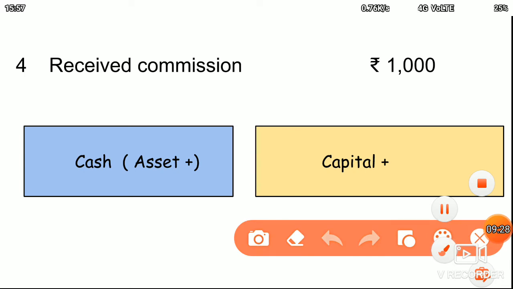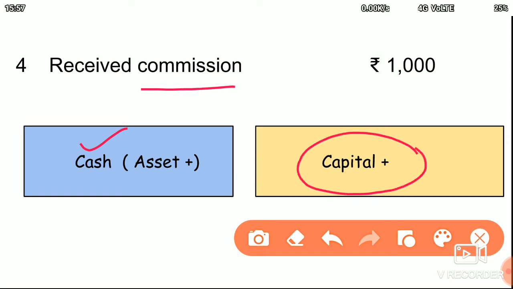Now the business is receiving cash, so one will be the cash account. On the other hand, the business is receiving commission. Now the other account should have been the commission account, but we cannot show the commission account in the accounting equation, because the accounting equation shows only asset accounts, liability accounts and the capital account. So if there is an income account involved, we will adjust the income account with the capital account.